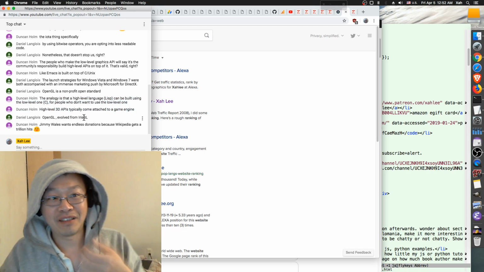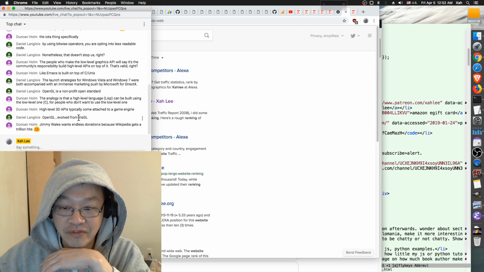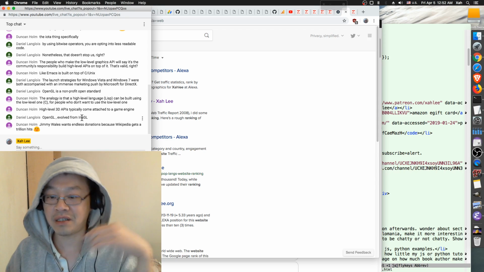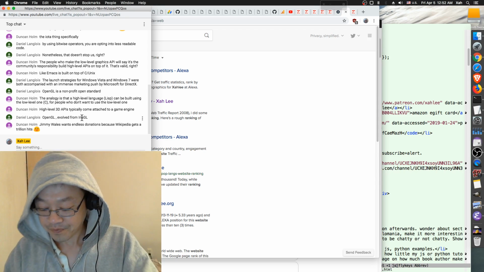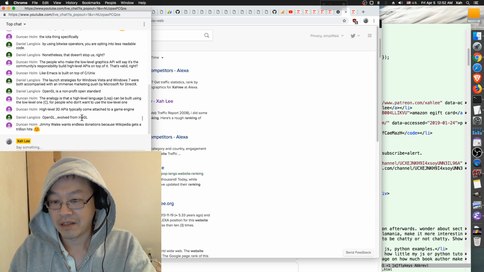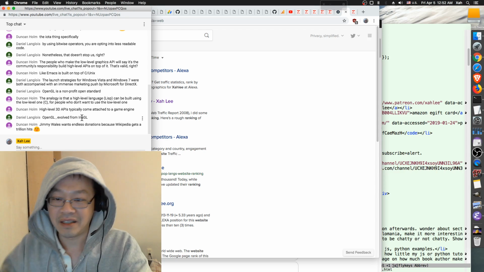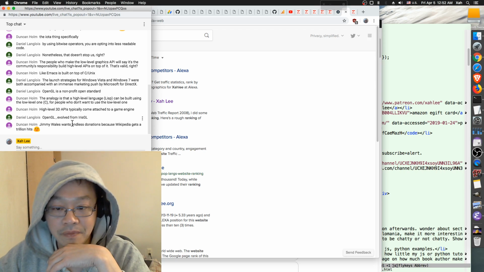Yeah. So anyway, Danielle says OpenGL evolved from Iris GL. Okay. Yeah, I was thinking Iris GL. Iris is their, the SGI, Silicon Graphics Inc. Their operating system is called IRIX. Yeah, that's their name.